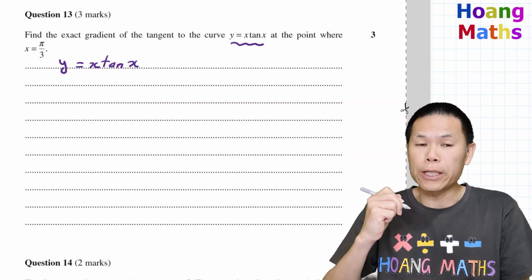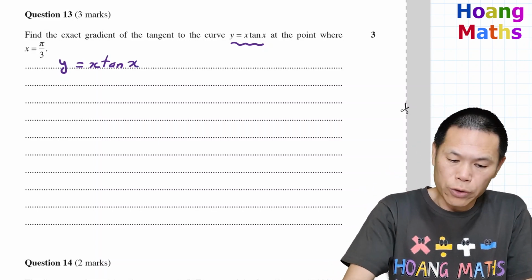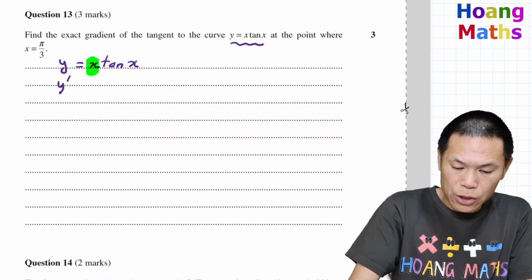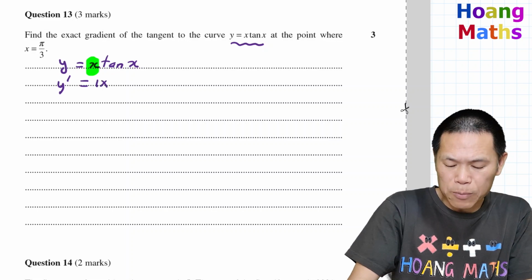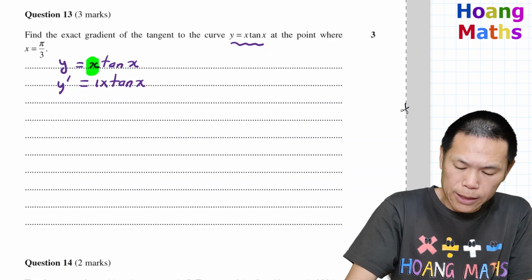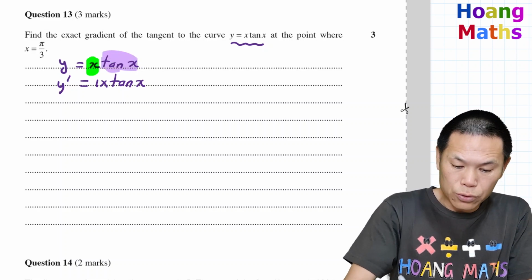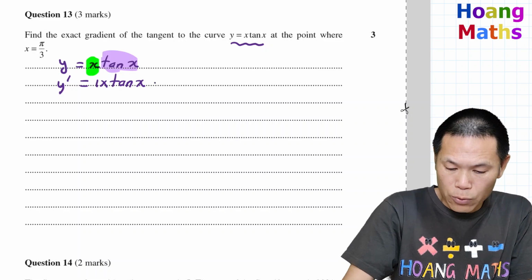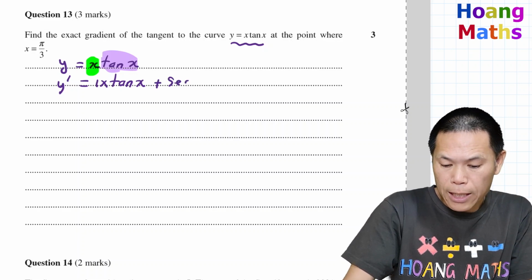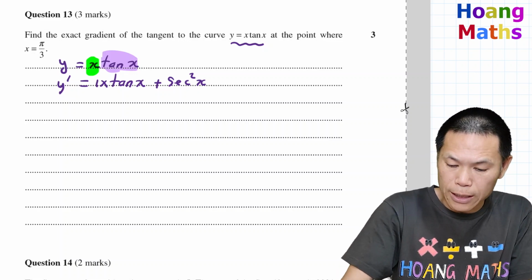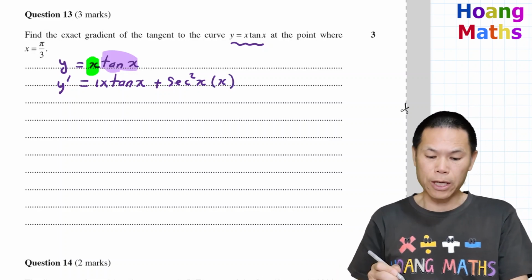We differentiate this using the product rule. We differentiate the first function, so differentiating x is 1, so y dash is 1, and we times by the second function. Then we differentiate the second function: differentiating tan gives sec squared x. So we add sec squared x, and we times by the first function, which is x. We bracket it. There you go.